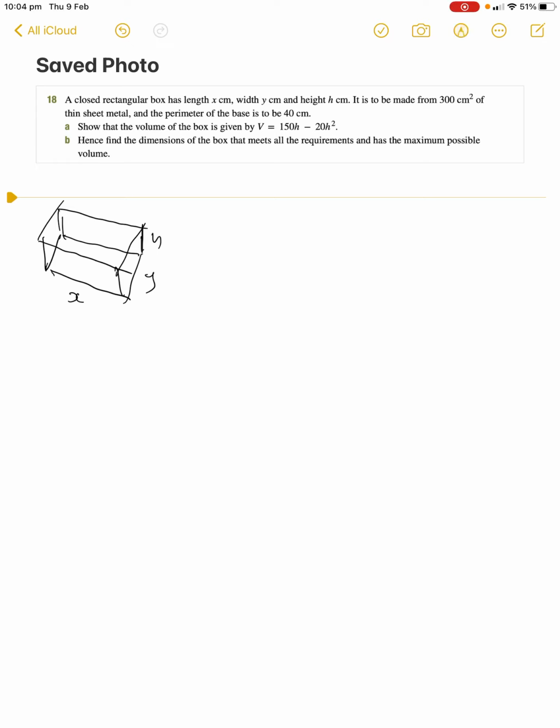So we know the perimeter of the base is equal to 40. The perimeter is x plus x, opposite sides of a rectangle are the same, plus y plus y. So it's 2x plus 2y, and that is equal to 40. That's going to be our first equation. We also know the volume. The volume is x y h.